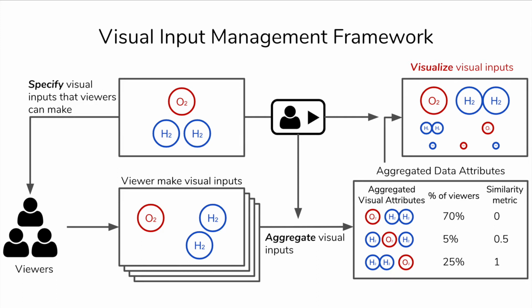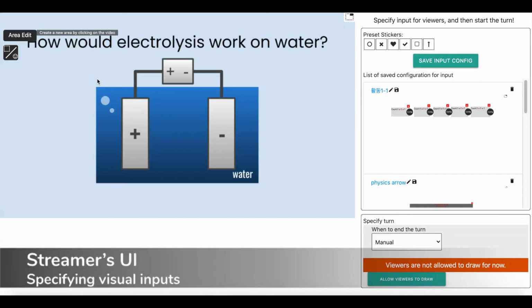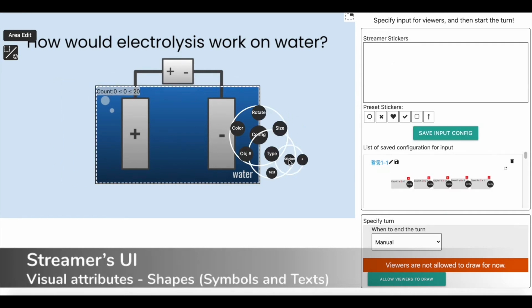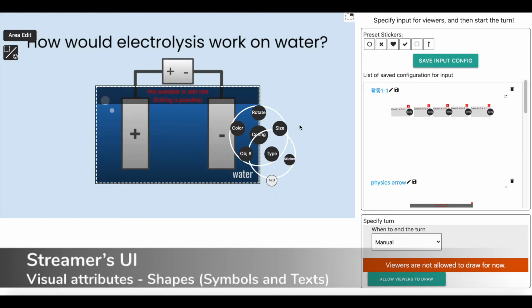These viewer interactions can be configured during the streaming, or prepared beforehand and stored in the configuration library. For specifying what visual inputs viewers can make, the streamer sets visual attributes of the visual inputs. The streamer can first place a region where viewers can make or manipulate visual inputs. Then, streamers can decide which shapes can be added by viewers, which types of stickers or text boxes. Also, the streamer can decide not to enable a certain shape of objects.